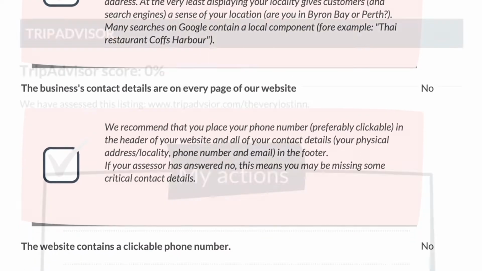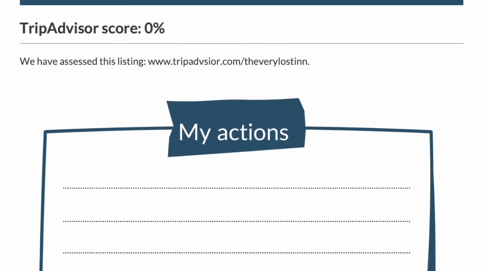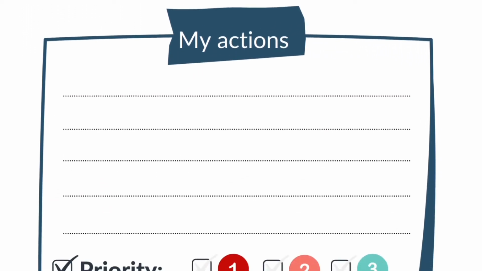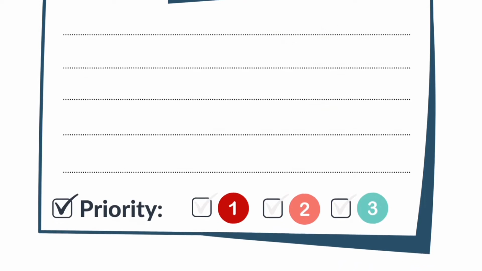For example, I'll give you an idea. So let's say we've assessed their website. And we've checked that their phone number is not clickable on their website, so they would have failed that question. And below that question on the PDF, we would have given them a blurb that tells them how to go and fix that problem.